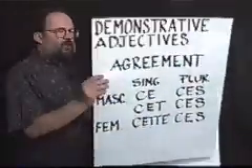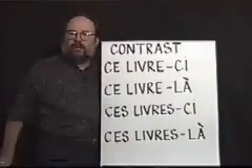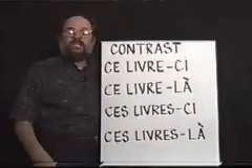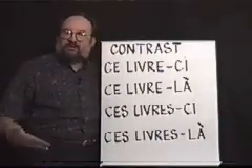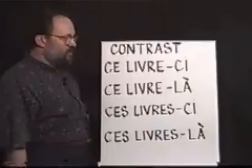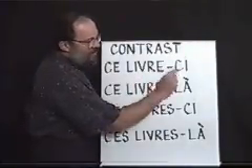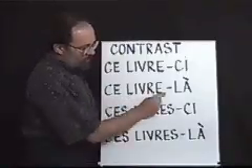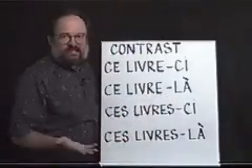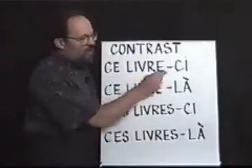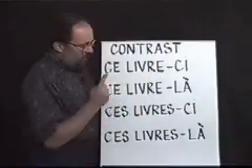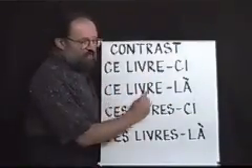Now sometimes you have to worry about contrasting. For instance, when you're saying this table as opposed to that table. The way you do this is the following. You add after the noun hyphen ci, or hyphen là. What's the difference? Use ci to say this book, and use là to say that book.